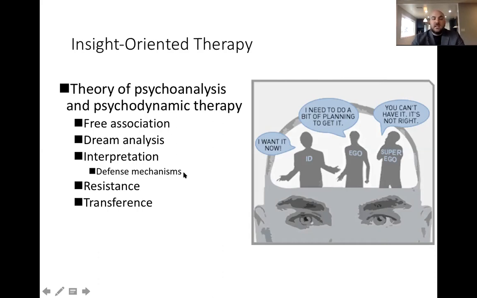Freud said there were a ton of different defense mechanisms. I'm not going to talk about a bunch of them today, but some of the classic ones that you might have heard of before. One defense mechanism is repression, pushing it down below conscious awareness if something is too stressful. It's not a great defense mechanism because the problem is still there. You're just not thinking about it.